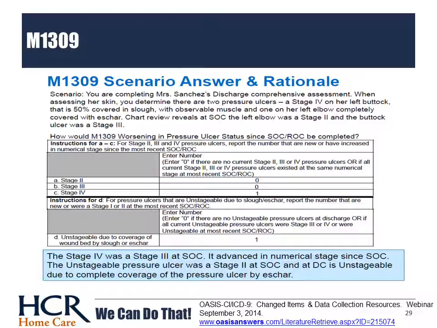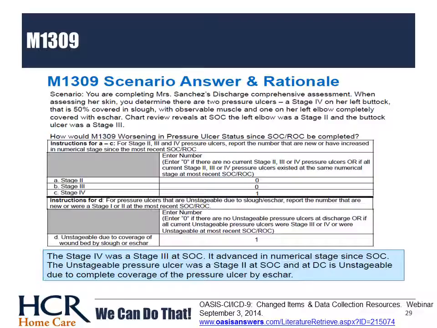Now looking at the elbow. So her left elbow is completely covered in eschar. So presently at discharge, it is unstageable because it's completely covered in eschar. At the most recent start of care, the left elbow was a stage 2, and now it's completely covered in eschar. Because inherent in the fact that eschar is present, we know that that wound has deteriorated into a deeper tissue level and is now producing eschar. So it is not possible that it's still a stage 2.